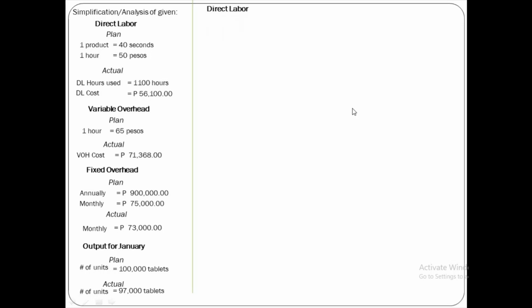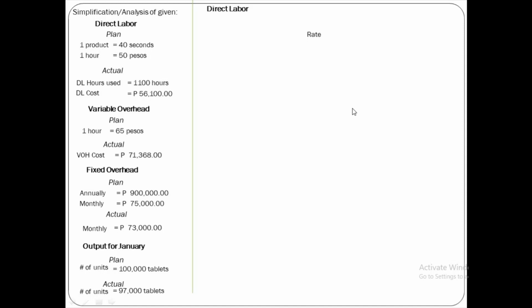So let's compute the standard costing and variance analysis for direct labor. But first, we need to know that the plan is always different from the actual. When comparing the plan to the actual for direct labor, let's say the actual direct labor cost is greater than what was expected in the standard. So what are the reasons behind it?